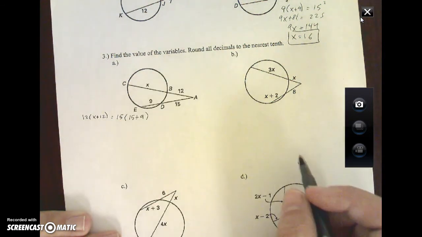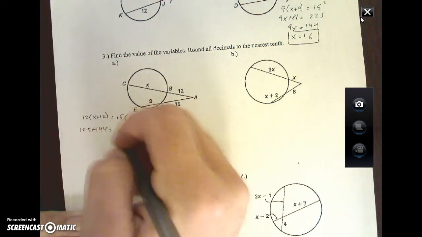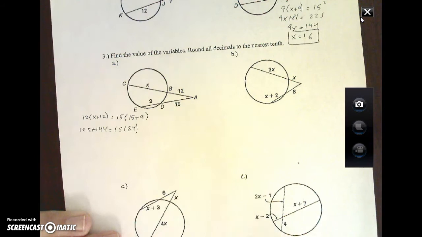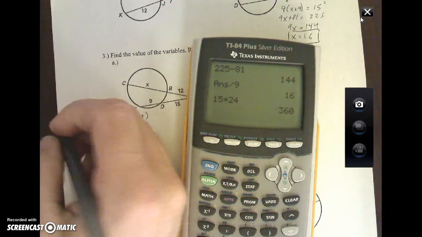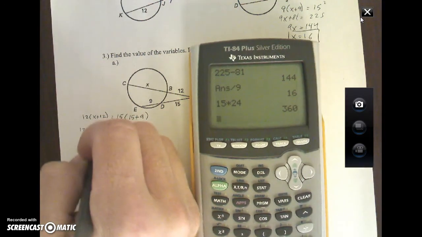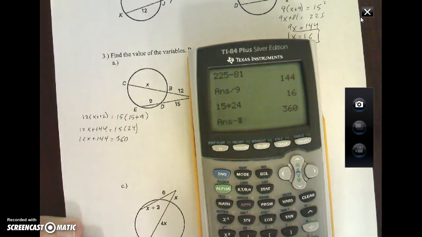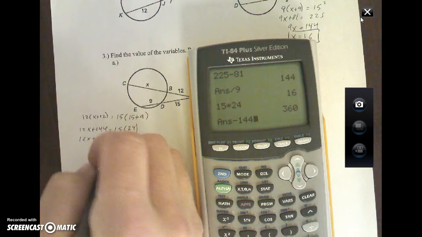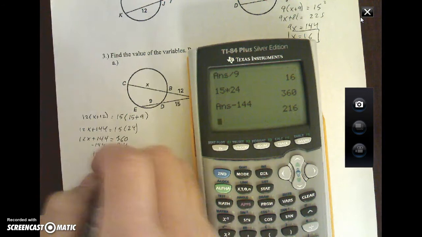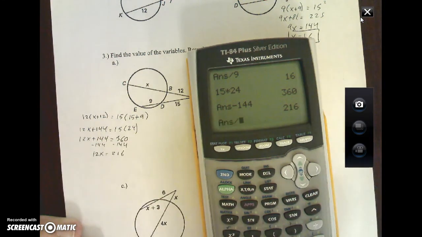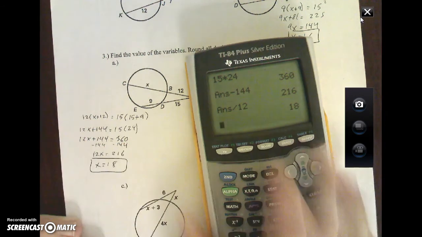All right, so I'm going to clean this up a little bit. Let's see here, 12x plus 144 equals 15 times 24. 15 times 24 gives me 360. Appropriate, since we're talking about circles. Subtract 144 from that. So minus 144. 12x equals 216, divided by 12, x equals 18. We're all good.